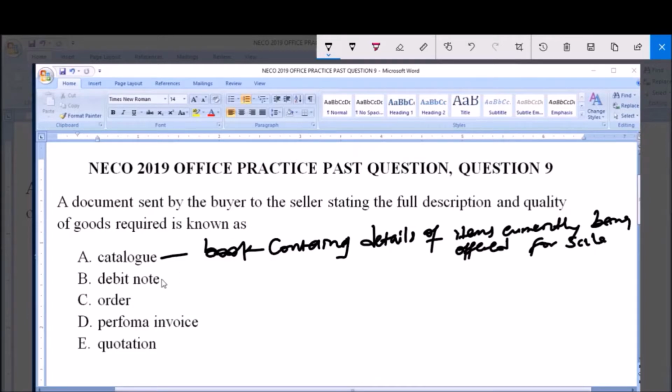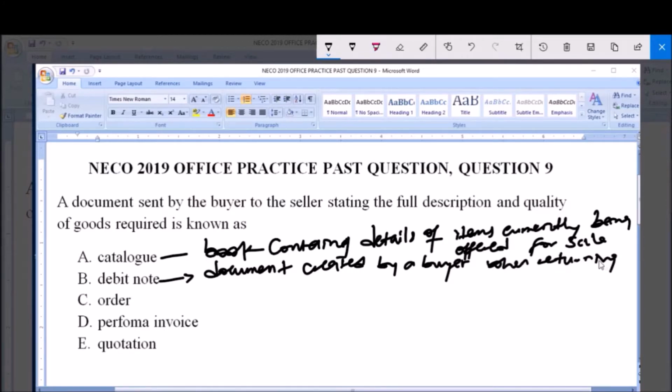Now B here says debit note. A debit note is a document which is usually created by a buyer. It is created by a buyer when returning goods received on credit. So that's what debit note means. It's a document usually created by the buyer when they are returning the goods that they received from a seller on credit.